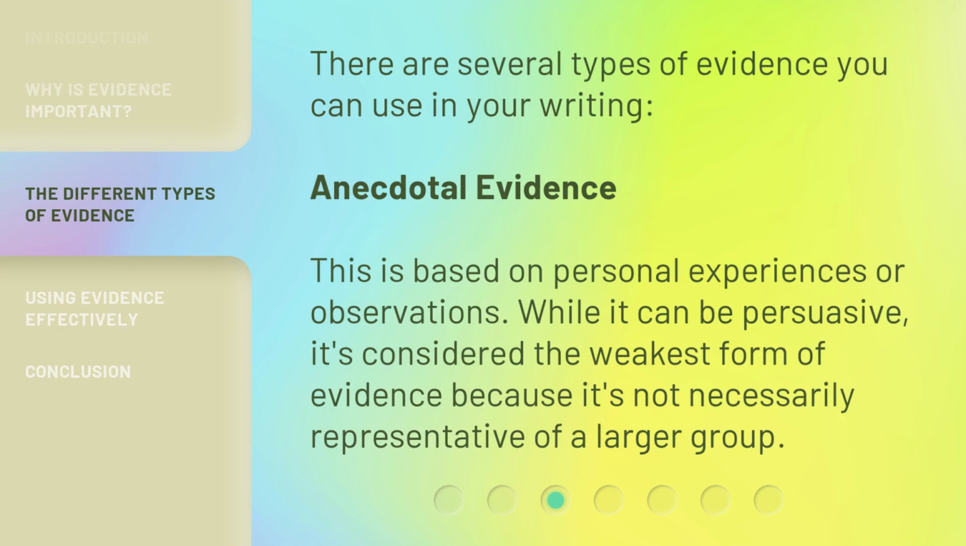There are several types of evidence you can use in your writing. Anecdotal evidence. This is based on personal experiences or observations. While it can be persuasive, it's considered the weakest form of evidence because it's not necessarily representative of a larger group.